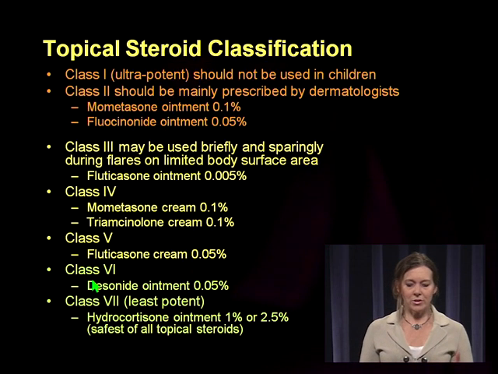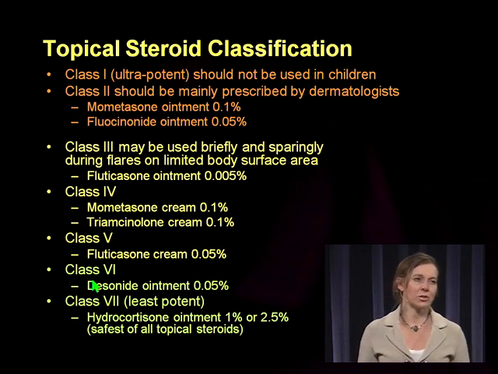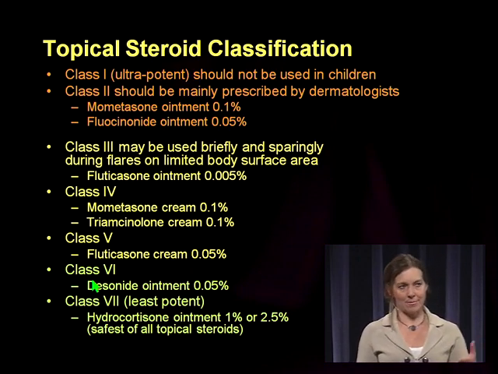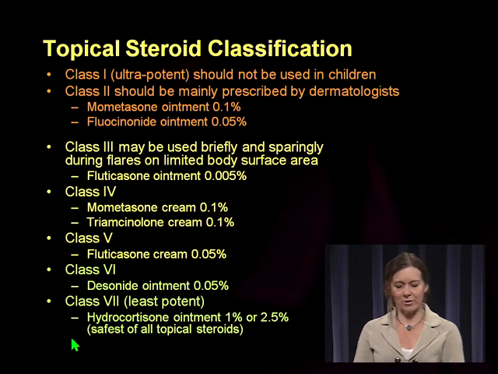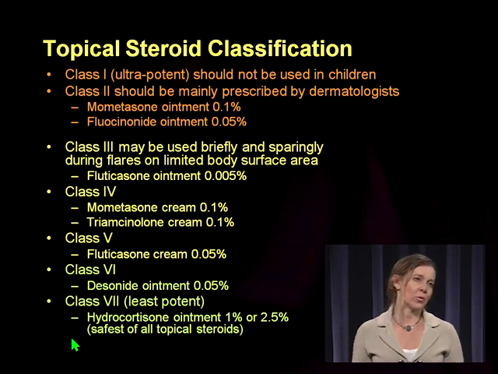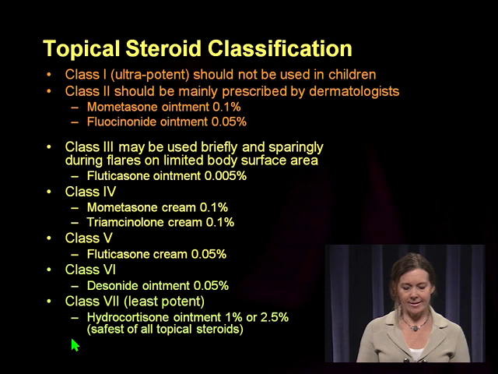So this is not an all-inclusive list. We all know there's many more topical steroids out there, but I recommend just being familiar with one or two in each given class, a low potency, a moderate potency, and a high potency. So we can see that class 7 is what we probably use most frequently, especially in infants and very young children. So hydrocortisone ointment, 1 or 2.5%. It's going to be the least potent and the safest.